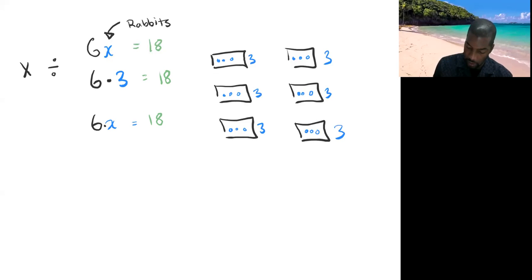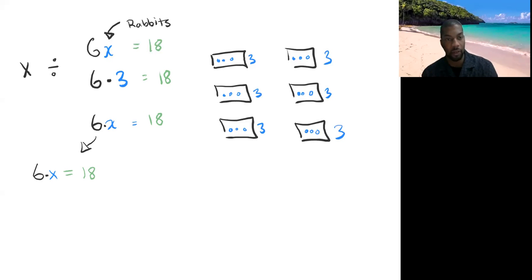Here's way number 1. I can say 6x equals 18, and then I can use the dot for multiplication, right? And then I could say, all right, I'm going to use the division symbol like this to get rid of the 6, right?